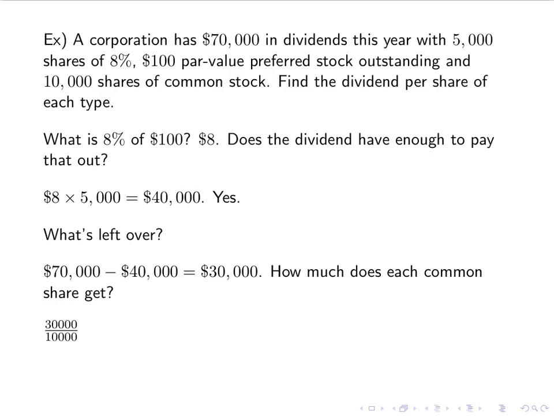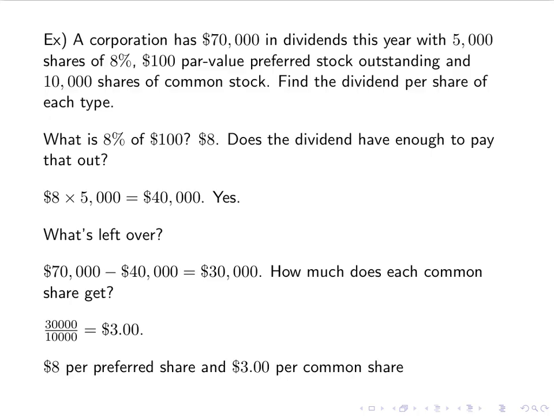So we take that amount, the 30,000, divide by the 10,000, the number of shares of common stock, and we get $3. Our final answer is the following: $8 per preferred share and $3 per common share. I don't know why I have the decimals with the 3 and not with the 8. It doesn't really matter. Again, make sure you're saying which one is which. Preferred share is $8, common share is $3.